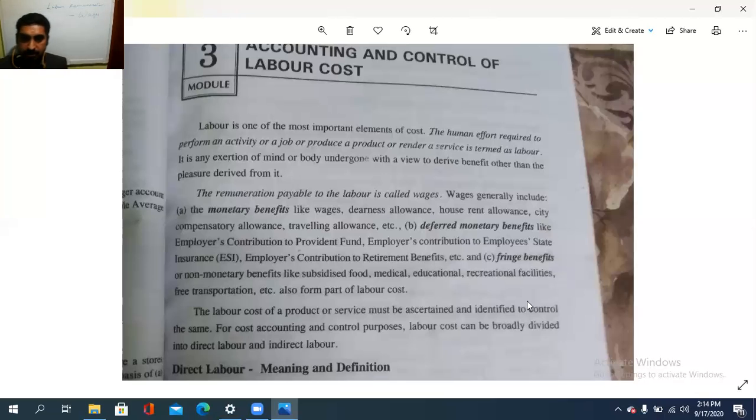Deferred monetary benefit, that is employees' contribution to provident fund, employees' contribution to the employee state insurance, employees' contribution to the retirement benefits, etc. So that is deferred monetary benefit.